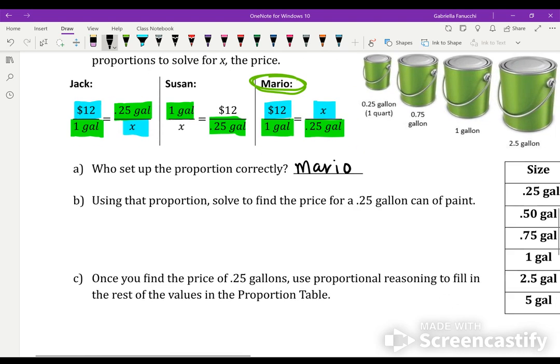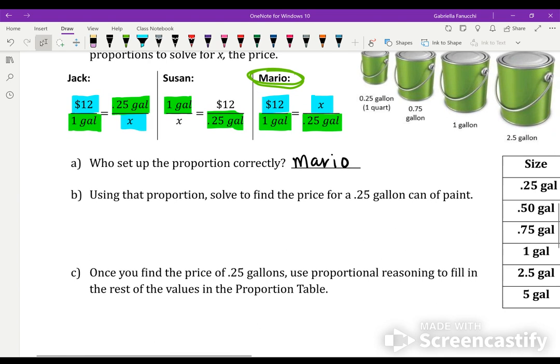Okay, so now we're going to use that proportion from Mario to solve for the price of 0.25 of a gallon. 0.25 of a gallon is just 1/4 of a gallon. So if you hear me say 1/4, just know I'm talking about 0.25. So we had $12 for 1 gallon is equal to X dollars per 0.25 gallon. So you can go ahead and just cross multiply.